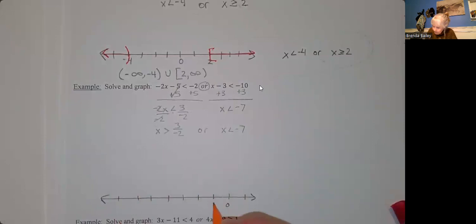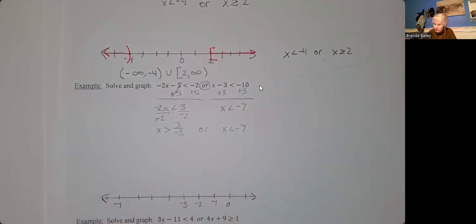Make sure I have enough room. -1, -2, -3, -4, -5, -6, -7, -8. All right, let's look at the first one.